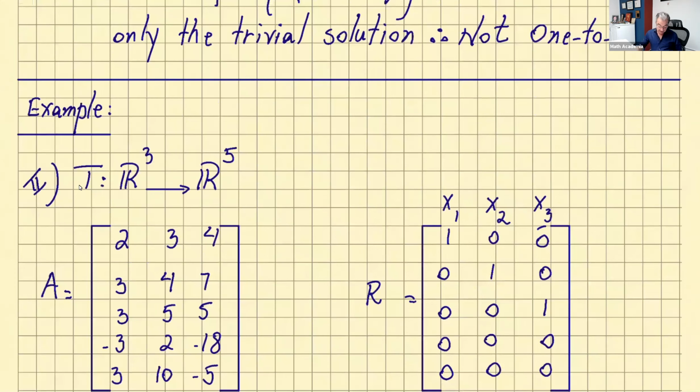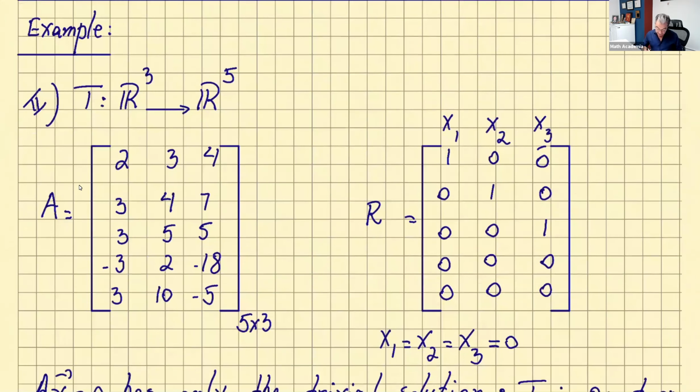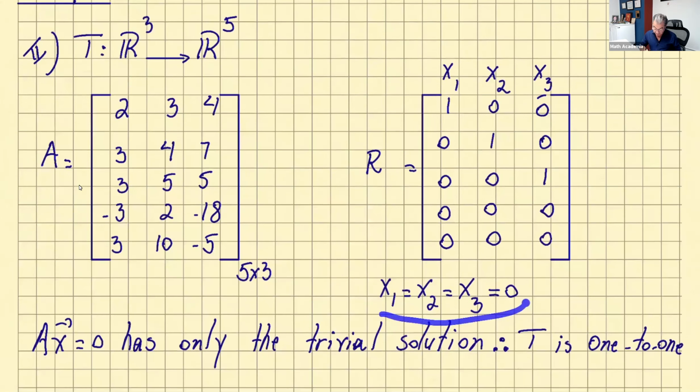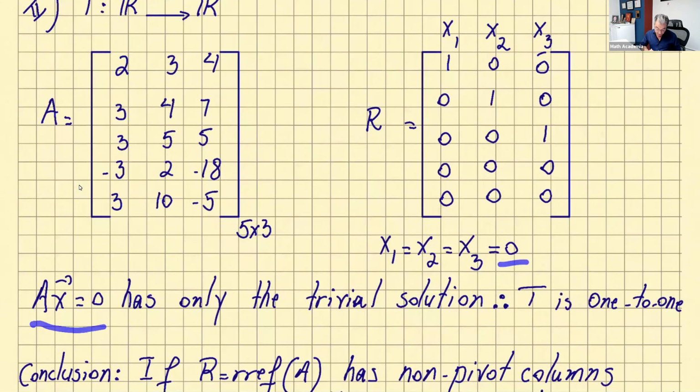Let's take a look at this example. Same thing. These are kind of similar matrices. However, when you do the RREF of A, you get that. And as you notice, all the columns here are pivot columns. So in this case, we're going to have x1 equals x3, x2 equals x3, and that's 0. So Ax equals 0 has only the trivial solution. Therefore, T is 1 to 1.